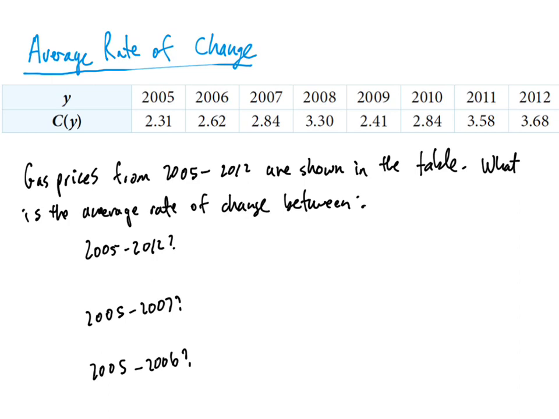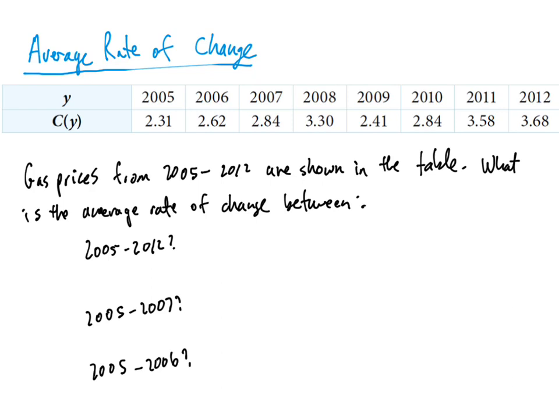So we have a table of values, and the y value is the year between 2005 and 2012, and then C of y is the price of a gallon of gas for each of those corresponding years. So what we want to be able to do is find the average rate of change between any two years. So between 2005 and 2012, how would we figure out what the average rate of change is?